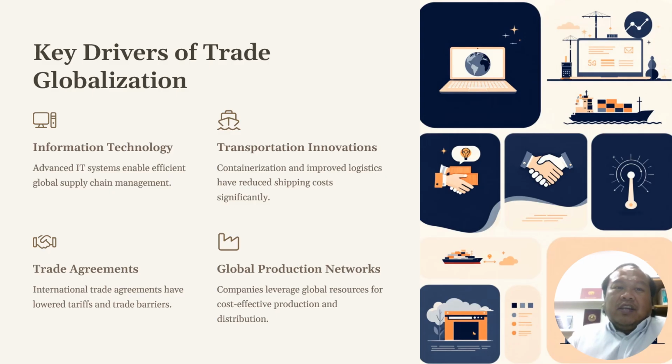Okay. So key drivers of trade globalization, you have, of course, information technology. The advanced information technology systems enable efficient global supply chain management. Because of the World Wide Web, we are now being interconnected with each other. We can now see what's happening in other countries. We can see what products they consume, and we get curious about these products, and sometimes, because we get curious, we want to try these products.